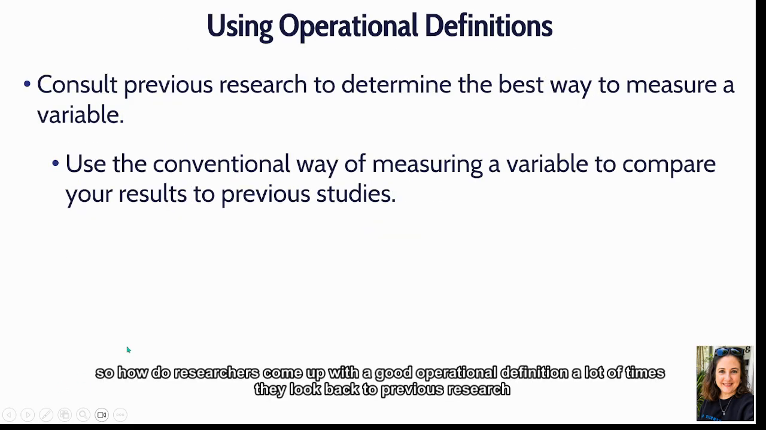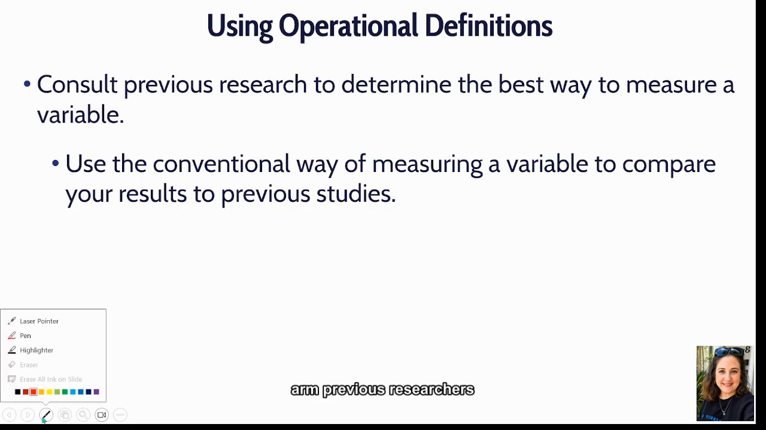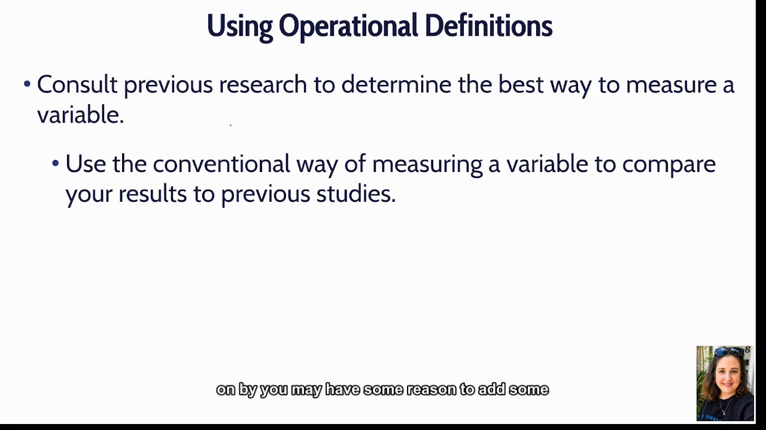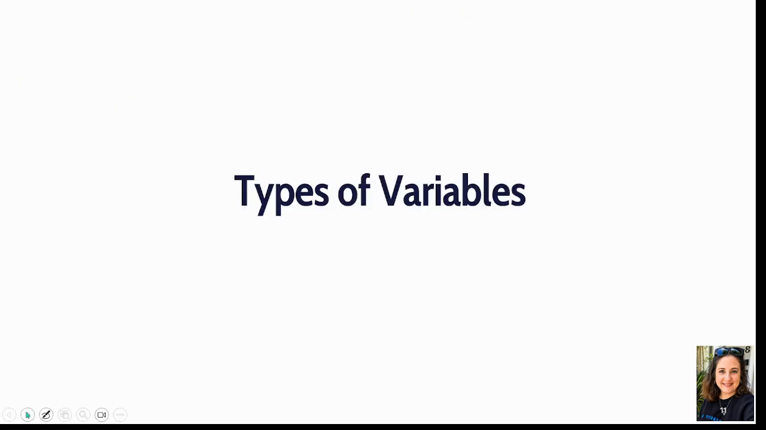So how do researchers come up with a good operational definition? A lot of times they look back to previous research. Previous researchers have often defined their operational definitions in ways that have obviously panned out. But you may have some reason to add some new part to it to build upon the conventional way that someone measured something in a previous study.